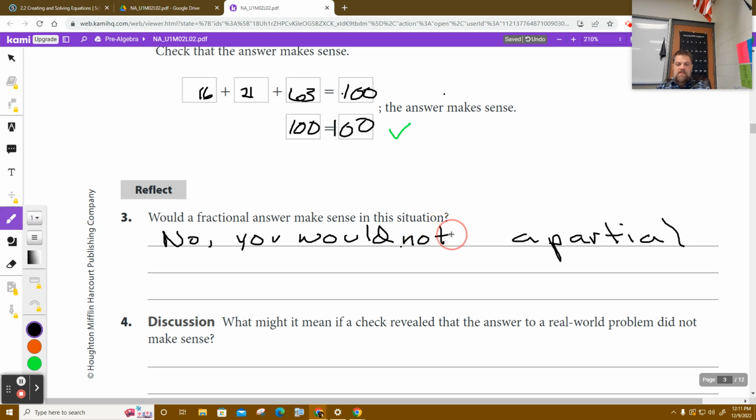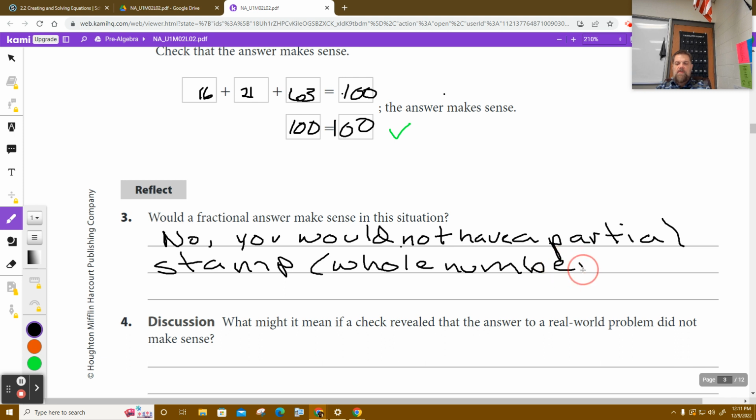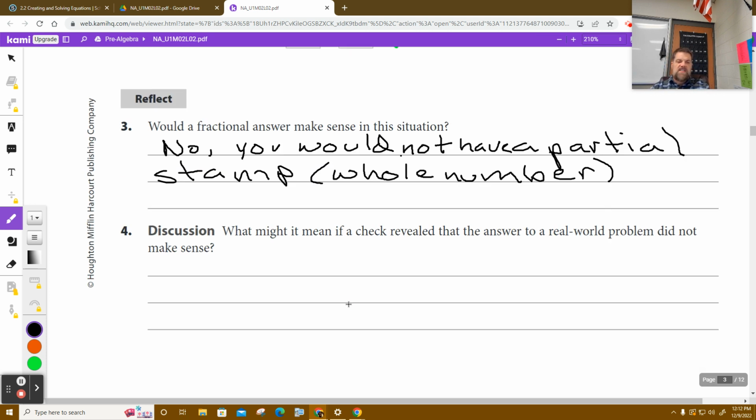Would not have a partial stamp. It would be a whole number. Remember that? That's how we started this year, talking about a whole number as a counting number. 1, 2, 3, 4, 5. So that wouldn't be a fraction. Now, technically, at some point we had 80 divided by 5, but if you reduce that, it reduces down to 16.